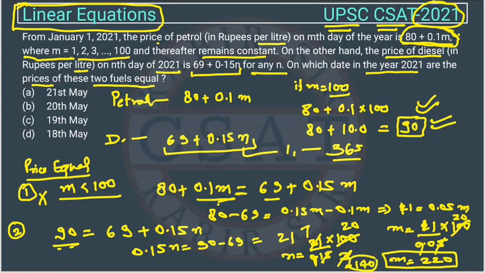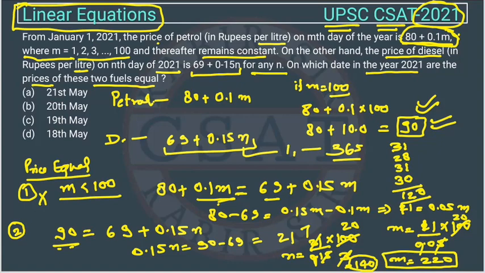So on the 140th day the price will become equal. But the question is asking for the exact date. In January we have 31 days, in February we have 28 days, then in March 31, and in April we have 30 days. The total of this is 120. So 20 more days remain. We have finished April.